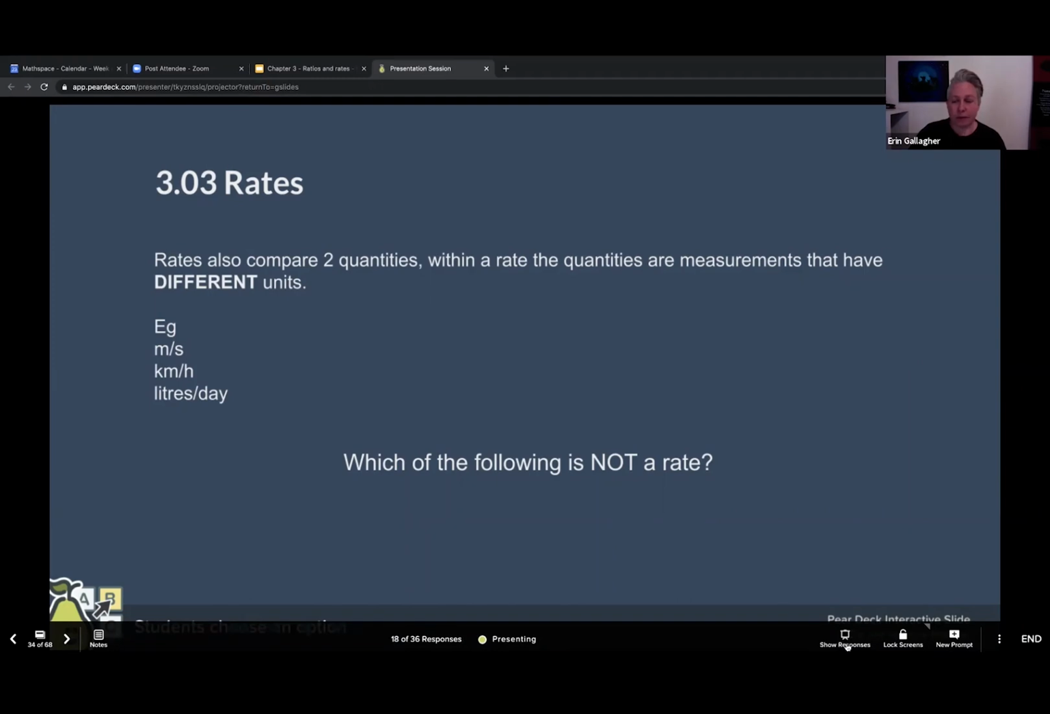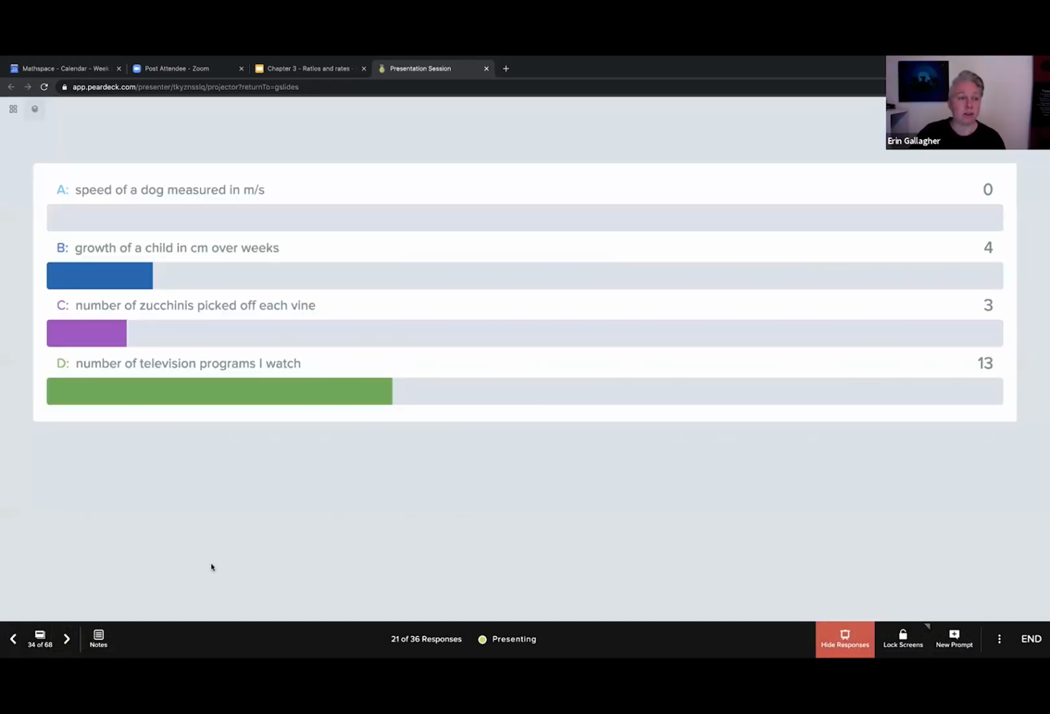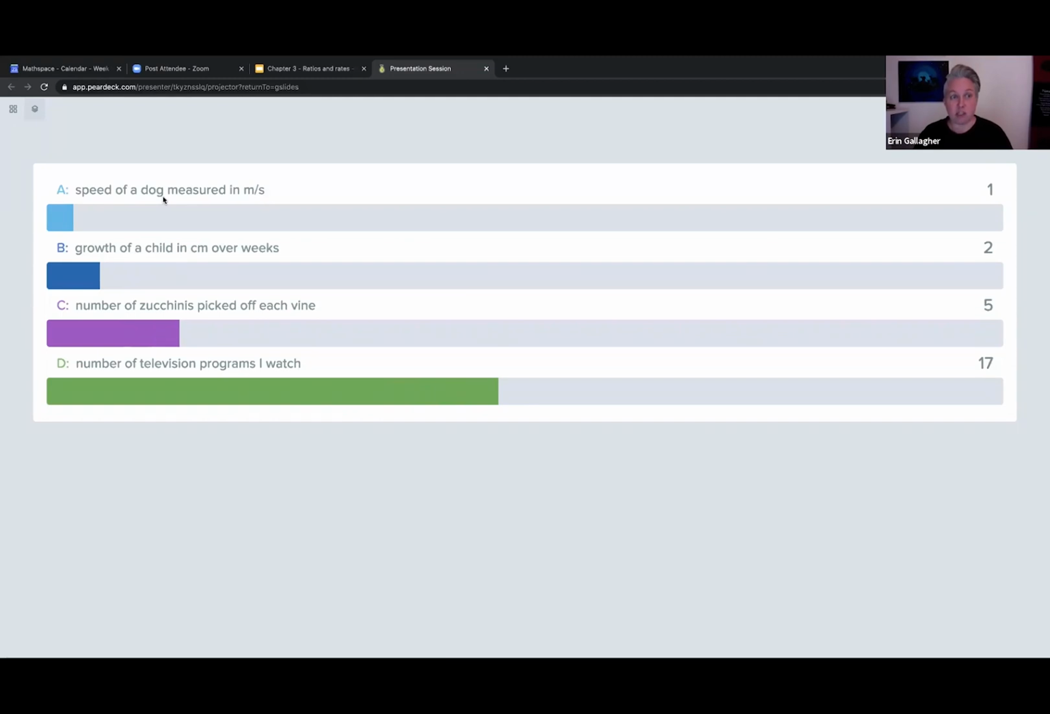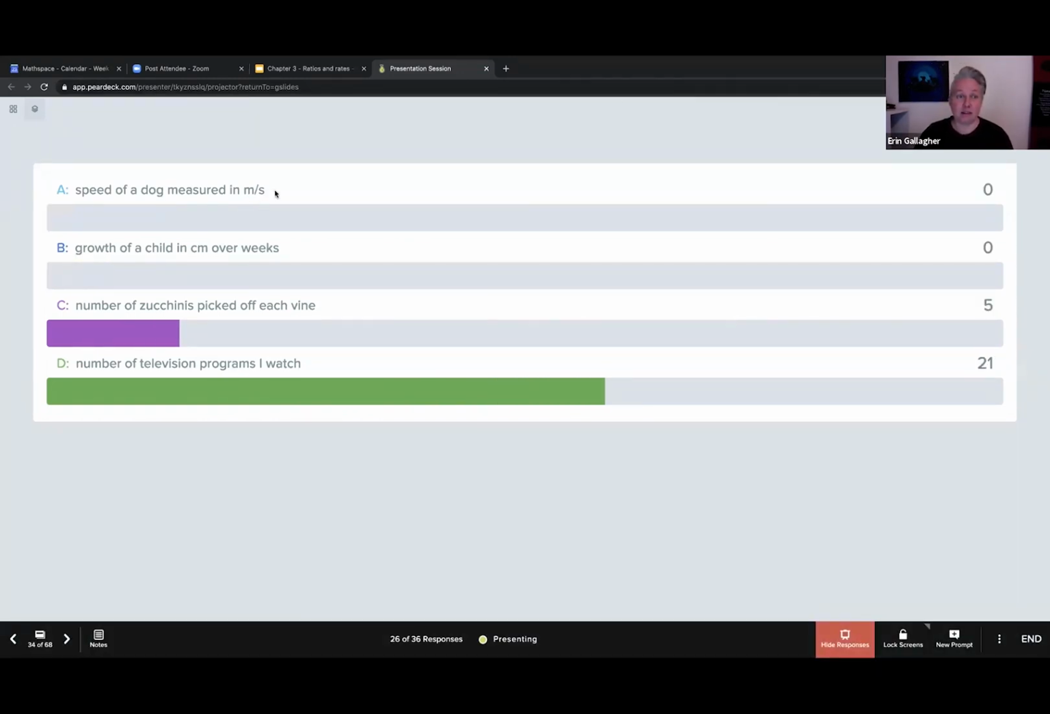I'm going to open up the responses. Try not to be swayed by what people have said here. Try and think about the responses, but I'm going to talk to them a little bit so you can change your mind if you want as we go. Okay, I said before that all speeds were rates. So the first one's a given. Speed is a rate. It's measured in meters per second. So that one is a rate. We're going to leave that one as that is.